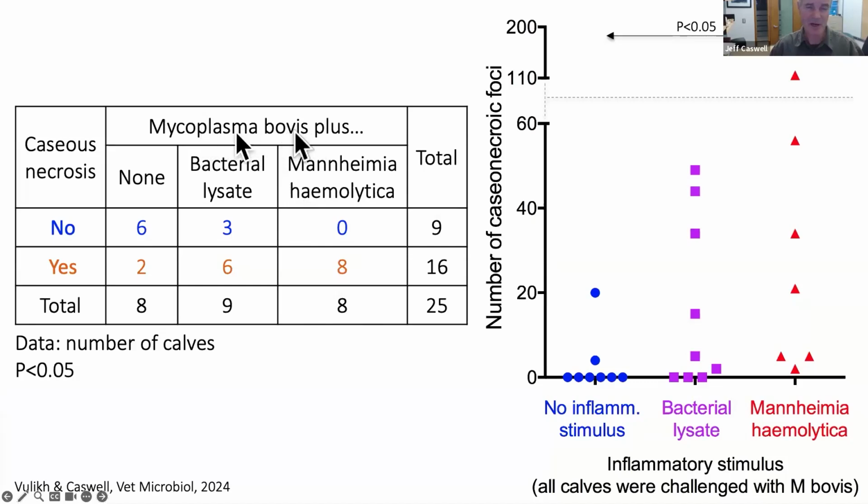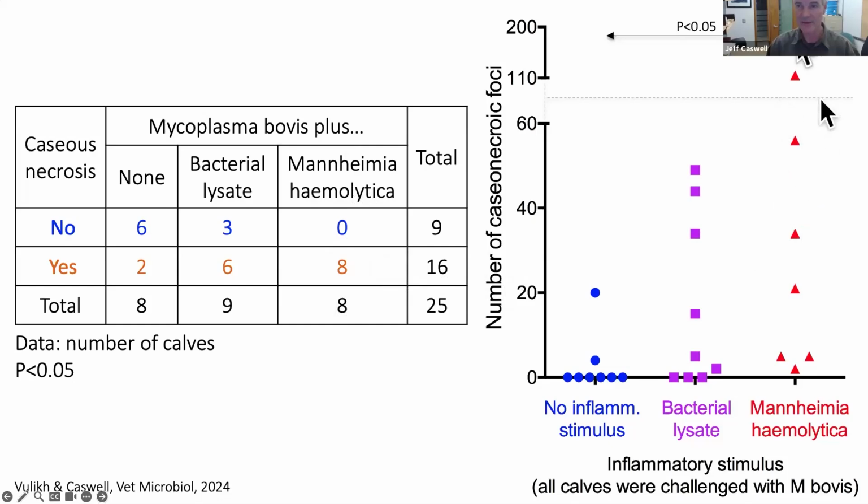Again, all of these calves were infected with Mycoplasma bovis. Of the ones that did not receive any inflammatory stimulus, of the 8 calves that did not receive any inflammatory stimulus, only 2 of those developed caseo-necrotic lesions within the lung. And in the graph on the right of those calves, the number of caseo-necrotic foci, even in those 2 animals, was relatively low. Whereas the calves that received both transient Mannheimia hemolytica infection plus Mycoplasma bovis infection, all 8 of those calves developed caseo-necrotic lesions.